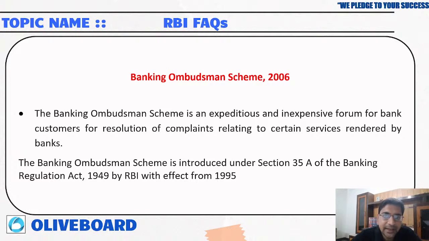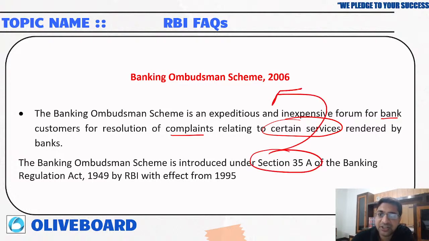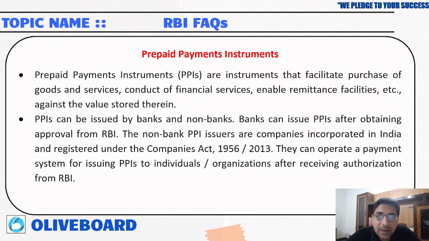Okay, then the Banking Ombudsman Scheme 2006. What is that? The Banking Ombudsman Scheme is an expeditious and inexpensive forum for banking customers for resolution of complaints relating to certain services. The scheme was introduced under Section 35A. Remember under which section it was released: Section 35A of the Banking Regulation Act of 1949. This Banking Ombudsman Scheme was started under it. Okay, Section 35A.